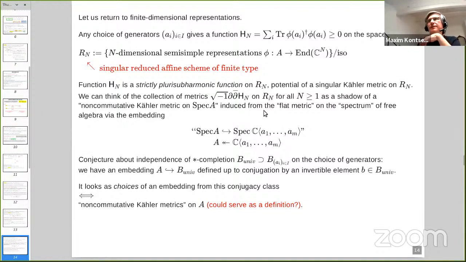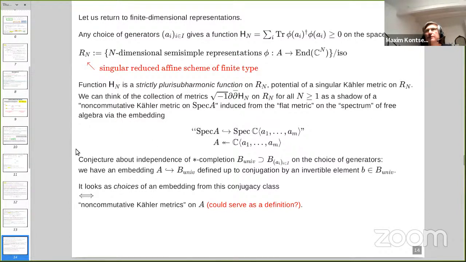I'll try to see that it's the following way. My algebra is a quotient of a free algebra, where M is the number of generators. Then the spectrum of the algebra is embedded into the spectrum of the free algebra, whatever it means. It's some kind of non-commutative vector space. On this non-commutative metric space, because I have a choice of generators, I get a flat metric given by this expression, and that induces a flat metric on the spectrum. So that's kind of an intuitive picture.